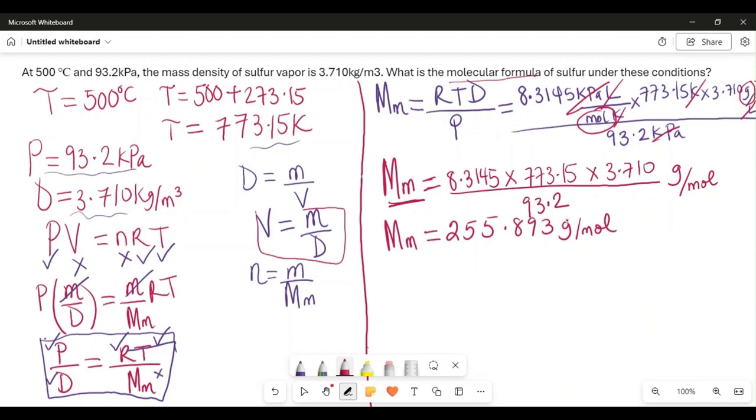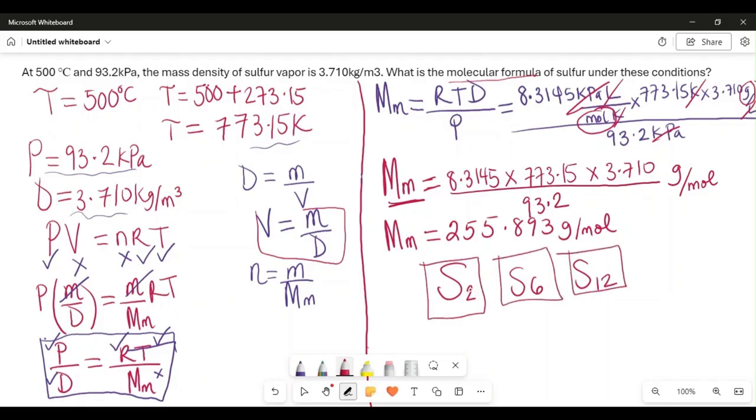Now, the question asks us to find the molecular formula of sulfur under these conditions. Molecular formula of sulfur is just telling us that sulfur has more than one atom. Hence, sulfur is a molecule. So sulfur could end up with two atoms, six atoms, or 12 atoms. They want us to write the answer in this form, dealing with the sulfur as a molecule, but it needs to have a formula.